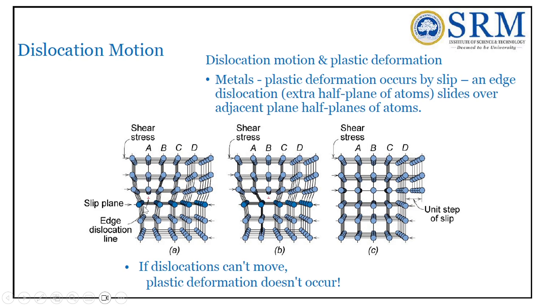When there is a barrier in between, it has to change its direction, so it will climb and change its path. The slip direction will change to another direction, due to which this straight line crosses into a different passage. You can see this one, A. The slip is like this, it is coming here. After that, due to the barrier there, it will take a different direction and move based on the application of the tensile stress. If a dislocation can't move, plastic deformation doesn't occur. This is one important point you should note.